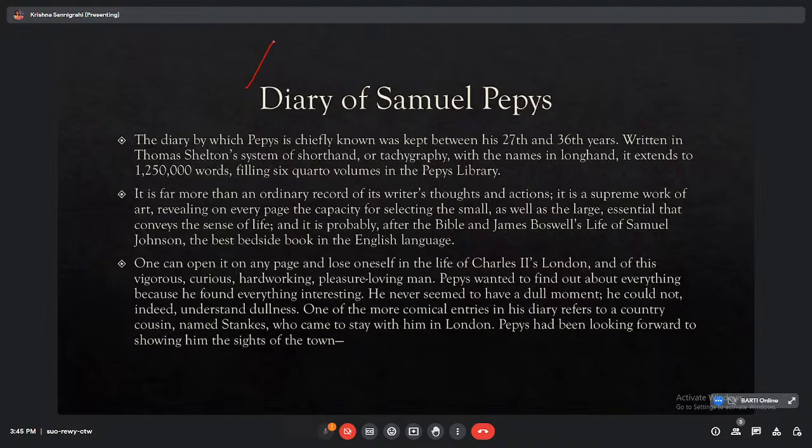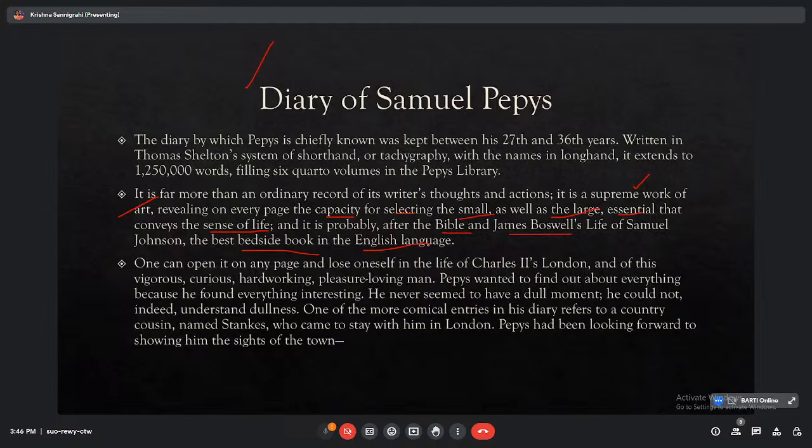So it is far more than an ordinary record of its writer's thoughts and actions. It is a supreme work of art, revealing on every page the capacity for selecting the small as well as the large essential that conveys the sense of life. And it is probably, after the Bible and James Boswell's Life of Samuel Johnson, the best bedside book in the English language.